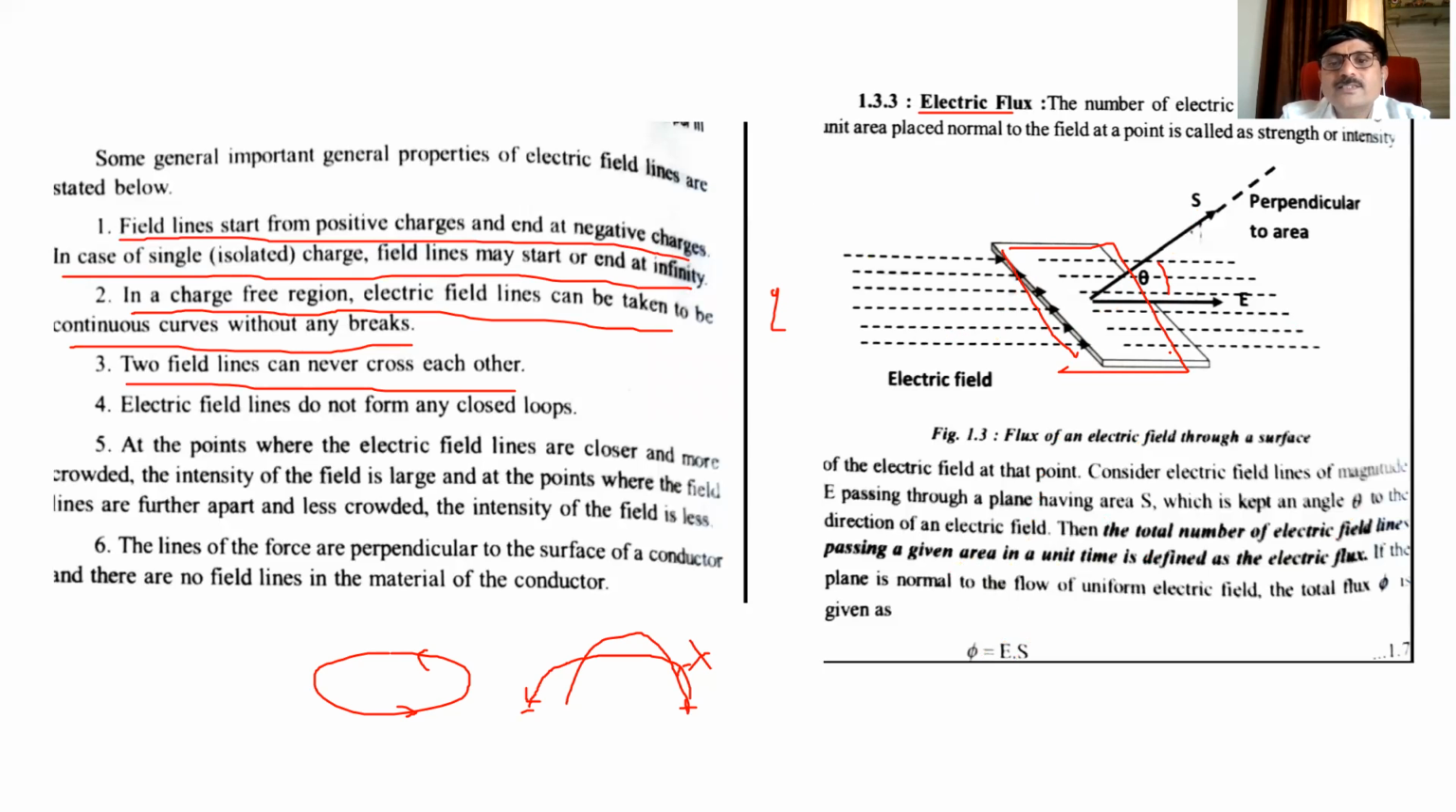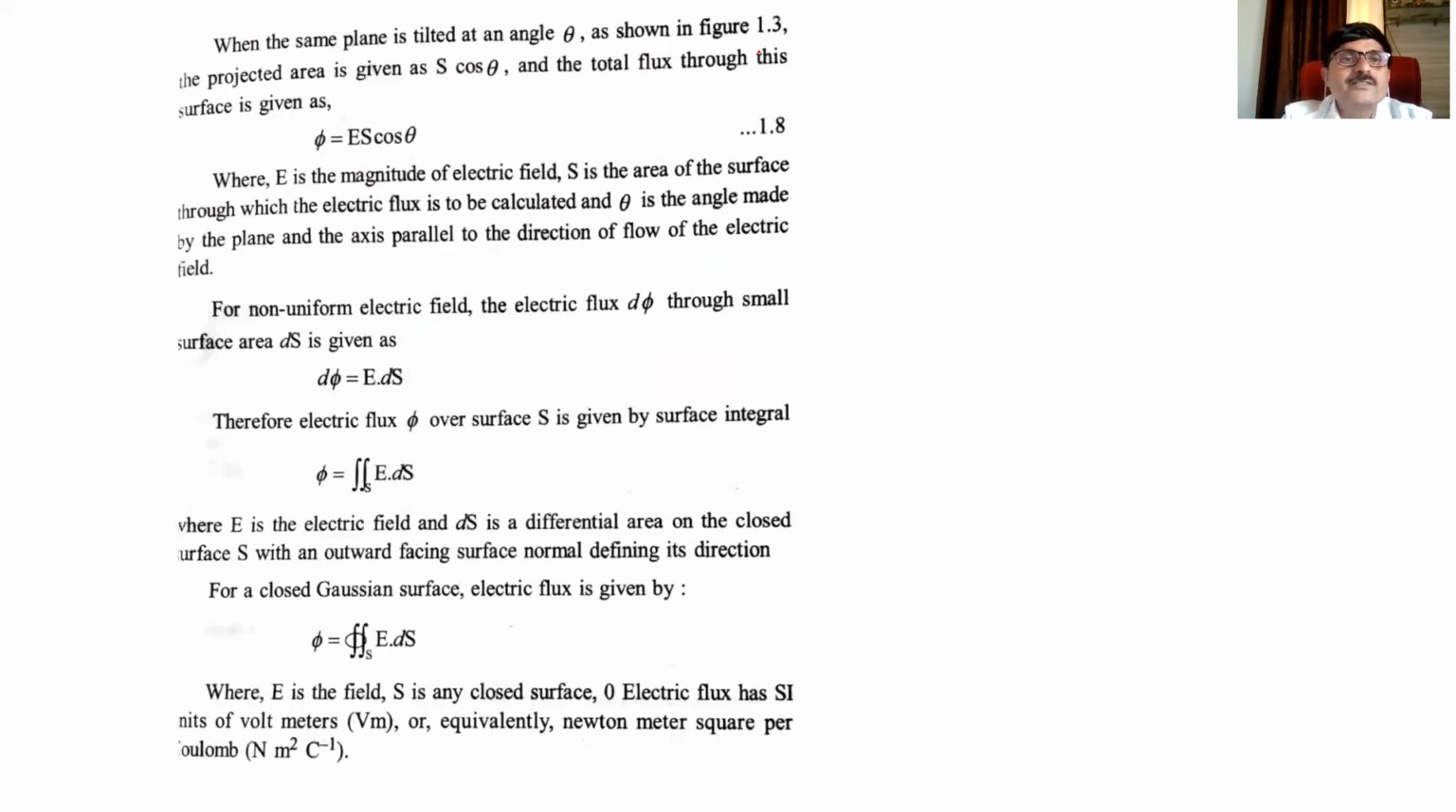However, if the surface is inclined, in that case the electric flux, or total flux, denoted by phi, is given as E S cos theta, where E is the magnitude of the electric field, S is the surface area through which the electric flux is to be calculated, and theta is the angle made by the plane and the axis parallel to the direction of the electric field. So that is how one can represent the electric flux in terms of the electric field and the area through which the electric field lines are passing.